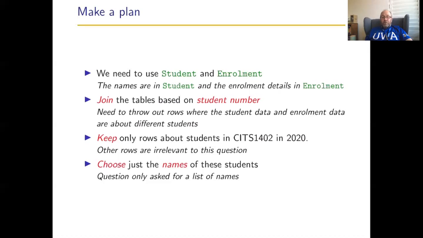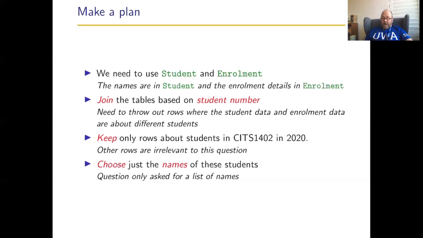Then I'm going to have to join the tables. And how am I going to join student and enrollment? Well, they're going to have to be joined on the student number, because the student number uniquely identifies a particular student, and the student number in the enrollment table identifies all of the different units that that student has ever taken. So the tables will be joined based on student number.